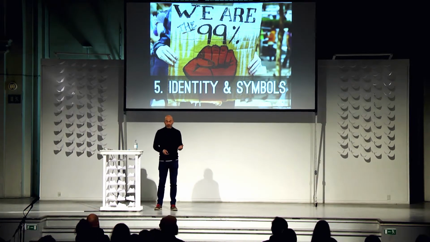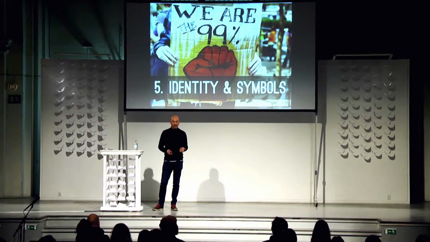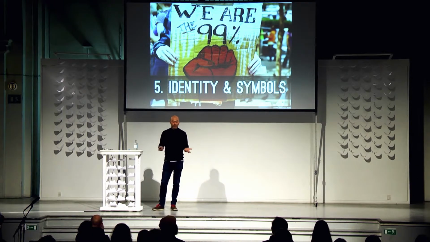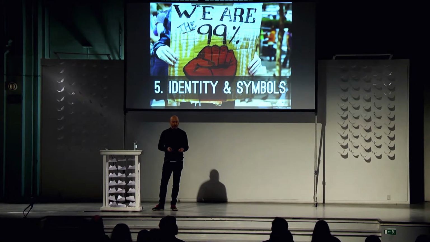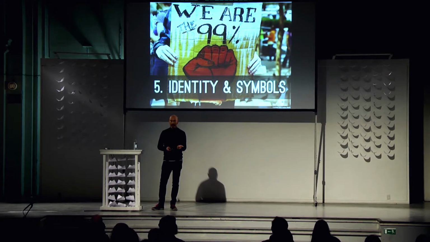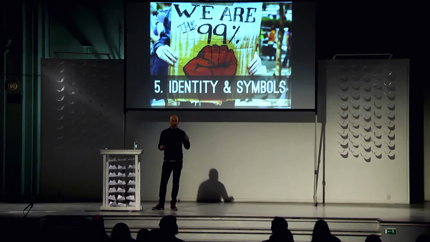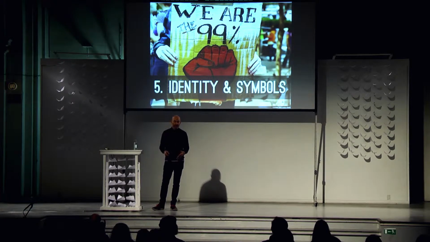And this is an obvious one, but it's a really important one. Identity and symbols. A sense of identity for both the members of the movement, a sense of identity of the movement itself, and symbols that express both the vision and the values. And I think Occupy has been one of the most recent examples of a very powerful identity meme, where millions of people around the world in so many different countries, in so many different cultural contexts, could immediately see themselves and identify as being part of that 99%.